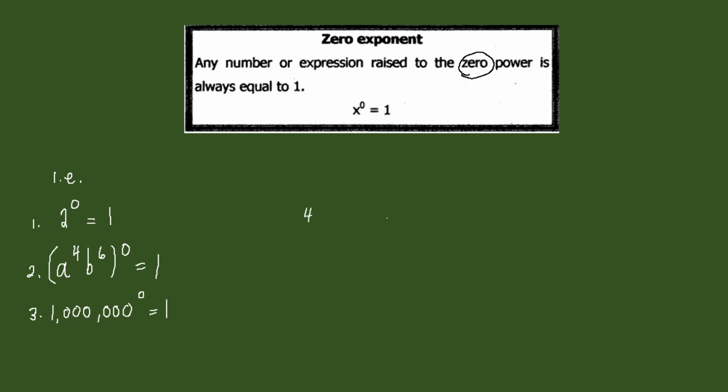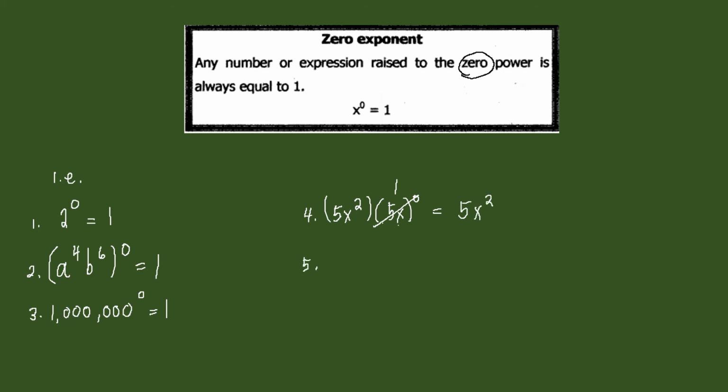So let's have more examples. Let's try 5x squared times 5x raised to the 0. Okay? So if I simplify this one, 5x raised to the 0 will always be equal to 1, right? So I can just cancel this one and put 1 here. And then what is 5x squared times 1? It is simply 5x squared.